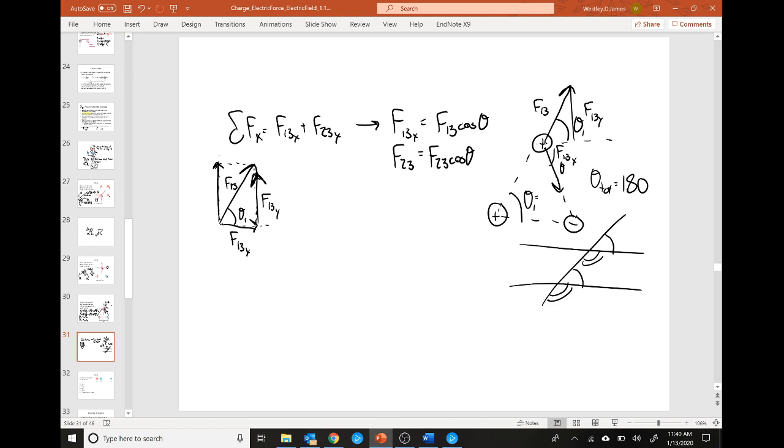Okay. So theta 1 equals 60, great. Okay, then we look at this and remember SOHCAHTOA.